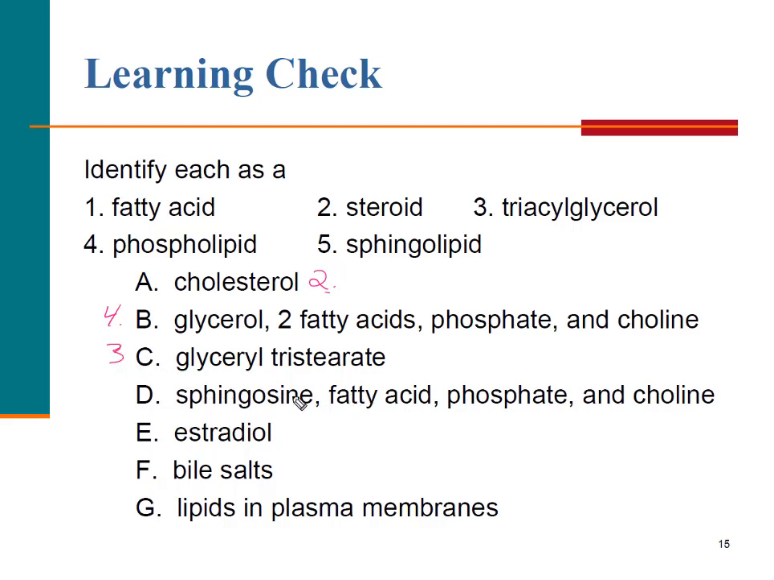Sphingosine. So we have sphingosine, a fatty acid, phosphate, and choline. This is myelin, right? This is that stuff that forms a myelin sheath. This is a phosphosphingolipid. Not only is it a phospholipid, it's also a sphingolipid. So actually 4 and 5, because it contains a phosphate and it contains sphingosine. Estradiol, well, that's a steroid.